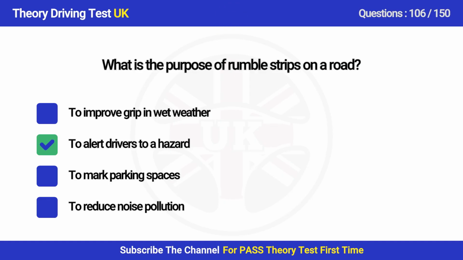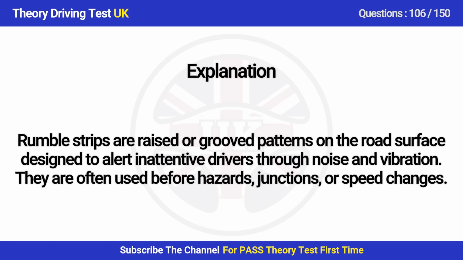Answer is B. To alert drivers to a hazard. Rumble strips are raised or grooved patterns on the road surface, designed to alert inattentive drivers through noise and vibration. They are often used before hazards, junctions, or speed changes.